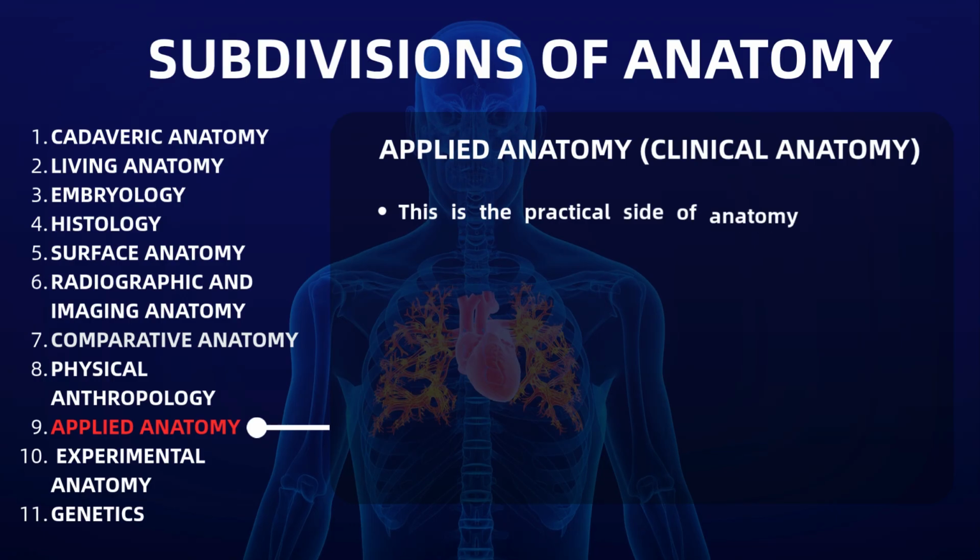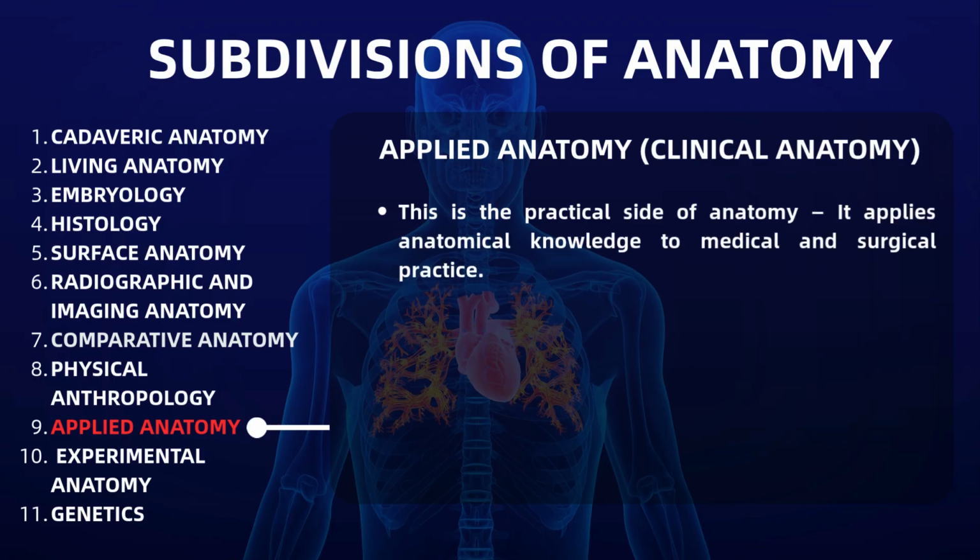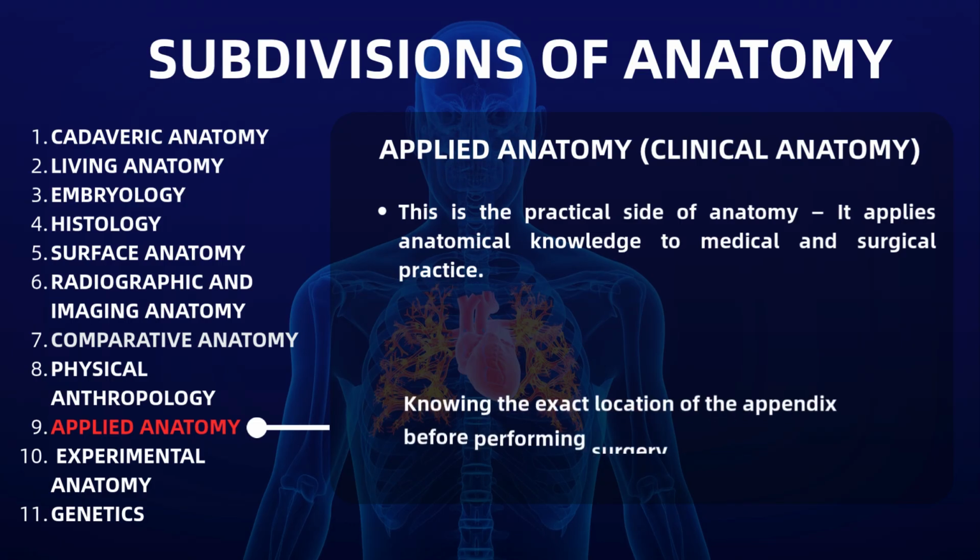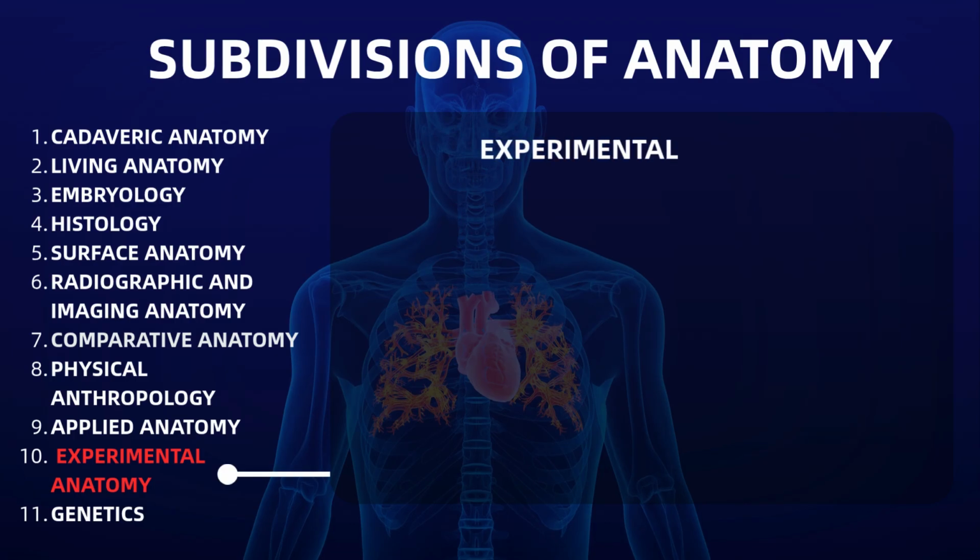This is the most important and practical side of anatomy. It applies anatomical knowledge to medical and surgical practice. Example, knowing the exact location of the appendix before performing surgery. That's applied anatomy. Let's talk about experimental anatomy.